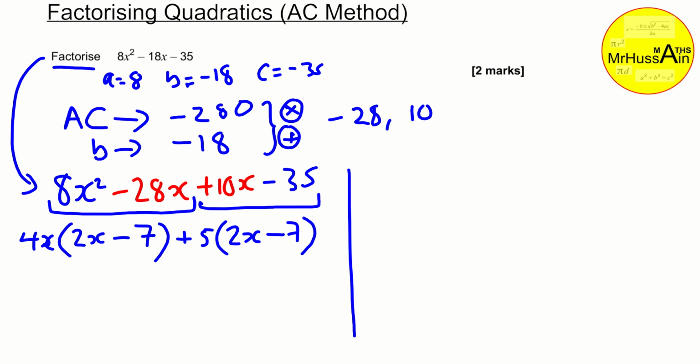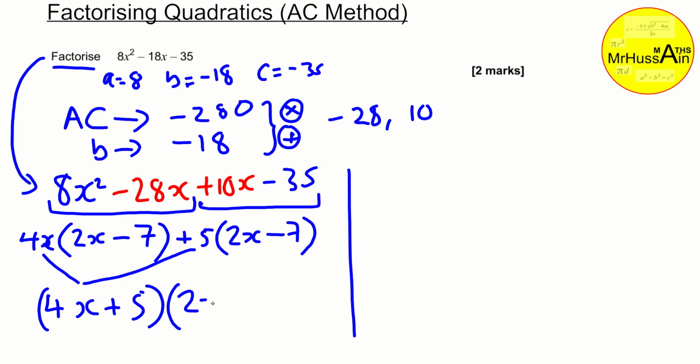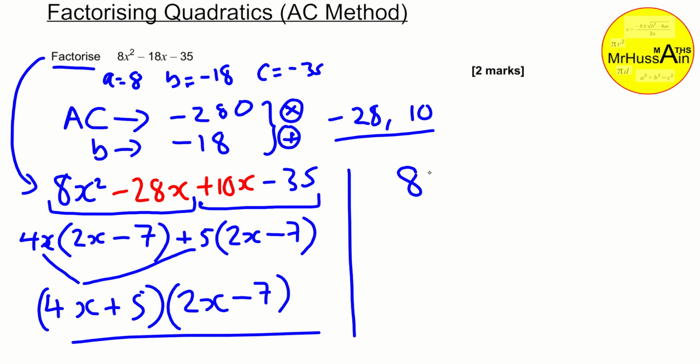Your final answer for factorising: the outside make up one bracket, 4x plus 5. So the outside make up one bracket, and the repeated inside make up the other bracket, and there you go, done. You might be thinking, what if I had these two the other way around? I'm going to show you, it gives you the same answer.